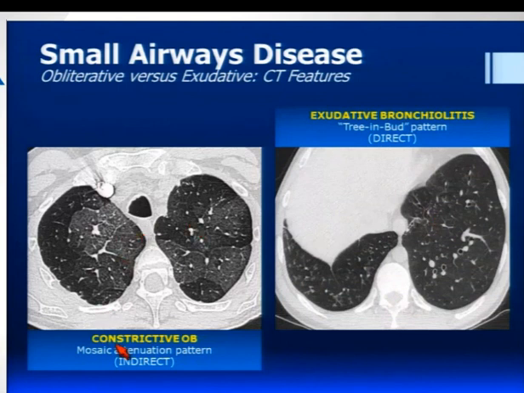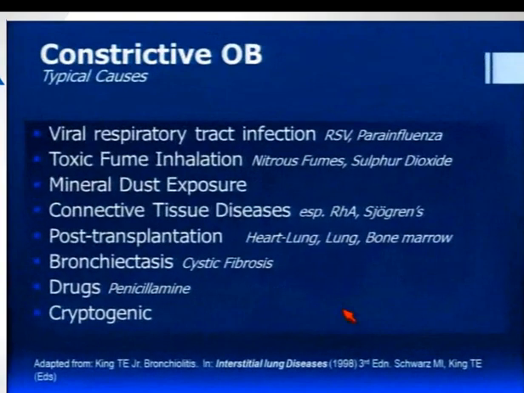Here is a patient with constrictive obliterative bronchiolitis, and that's characterized by the mosaic attenuation pattern. And you're not actually seeing the small airways here, you're actually seeing an indirect sign of small airways disease, and we'll come to that in a second. Here, by contrast, is the exudative form, and that's manifest by the so-called tree in bud pattern. You get the exudation and the filling of the small airway with inflammation around in the wall of that small airway.